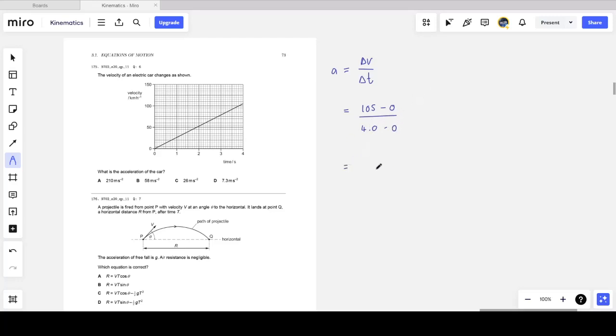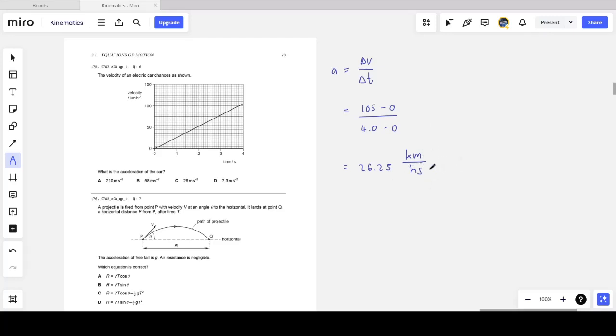And now I have to convert units. So what I get, I calculate this, I will get 26.25. Now the units are important here. It's going to be kilometers per hour divided by a second. So kilometers per hour second. Not very nice, but we basically want meters per square second.